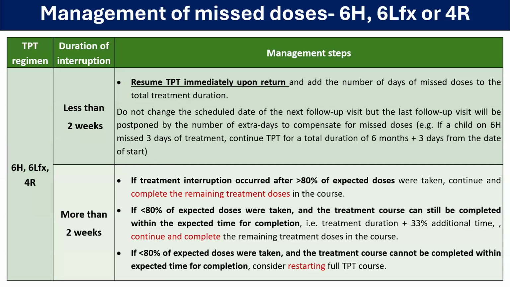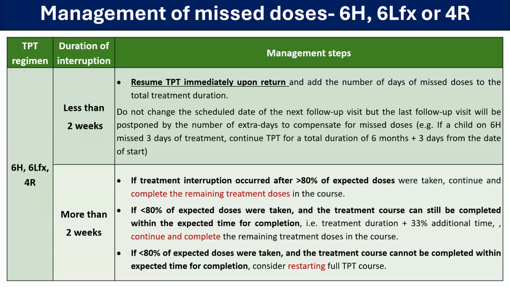If the duration of interruption is less than 2 weeks, resume TPT immediately upon return and add the number of days missed to the total treatment duration. Do not change the scheduled date of the next follow-up visit, but the last follow-up visit will be postponed by the number of extra days to compensate for the missed doses. Example: if a child on 6H has missed 3 days of treatment, continue TPT for the duration of 6 months plus 3 days from the date of the start. So you have to give the additional doses for those 3 days, right?